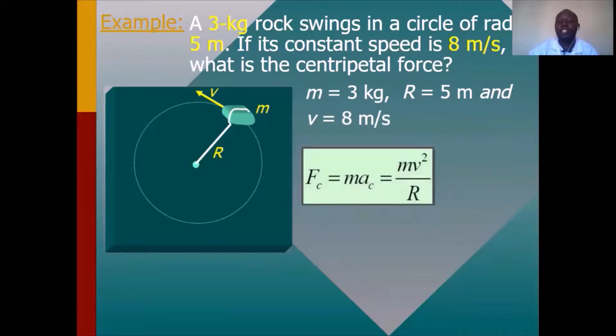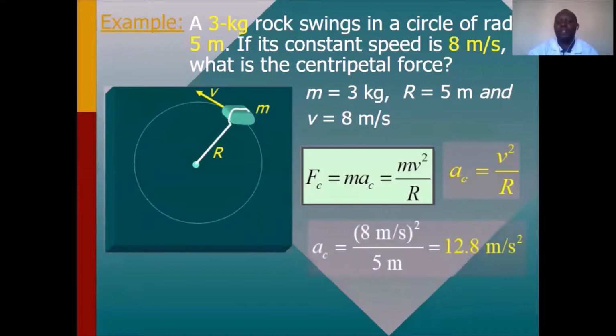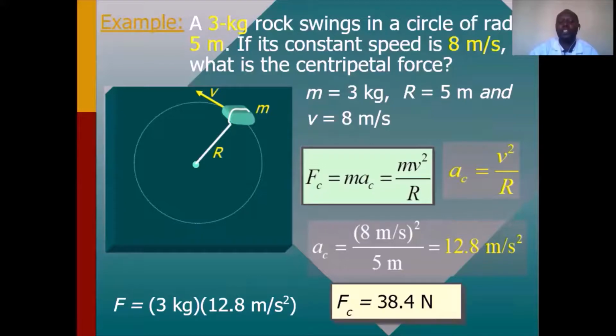We know that the centripetal force is equal to mass times v squared over radius, where centripetal acceleration is v squared over radius. So we have this: centripetal acceleration is 12.8 meters per second squared. Replacing it into the formula of centripetal force, we have 3 kilograms times 12.8 meters per second squared, equivalent to 38.4 Newton.